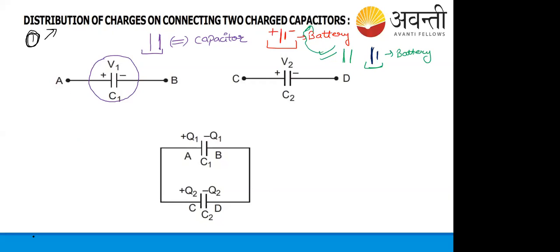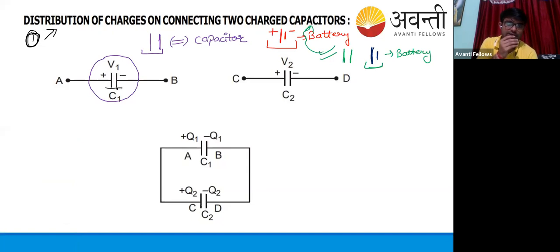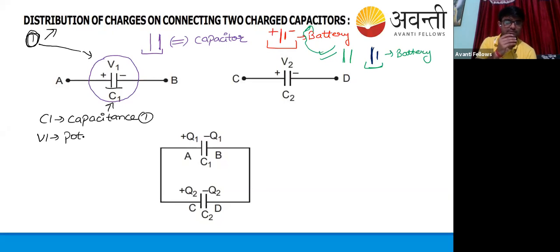Now back to the point. This is a capacitor having capacitance C1. C1 is basically the capacitance of this capacitor. Suppose I'm marking this as capacitor one, the first capacitor. V1 is basically the potential difference across the plates of the capacitor. Since there is a charge difference, there will be a potential difference across the capacitor plates.